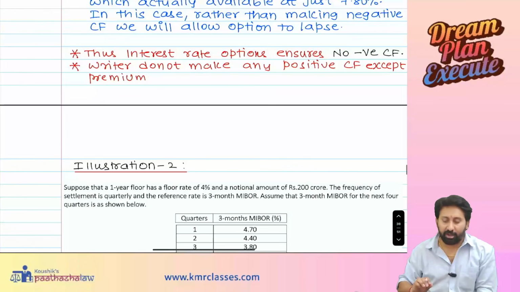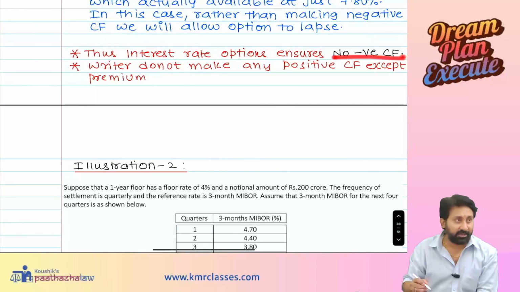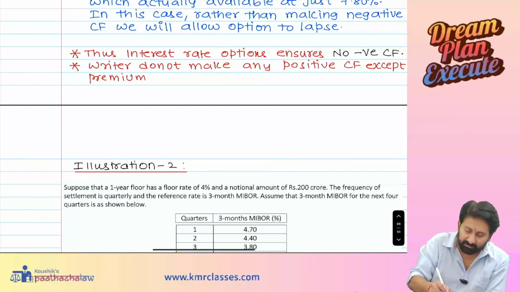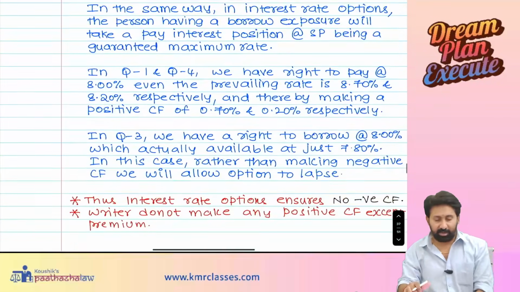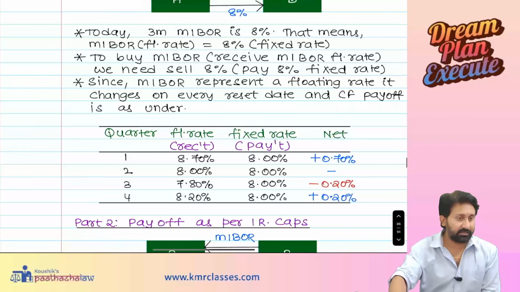Thus, the interest rate option ensures no negative cash flow. The writer does not make any positive cash flow except the premium. In this question, premium was not discussed. Okay, we have a question where premium also will be discussed. See this answer once.